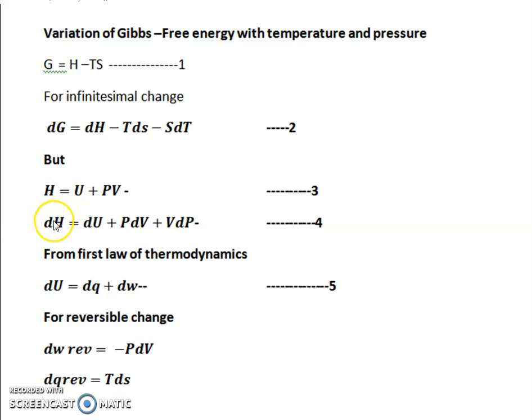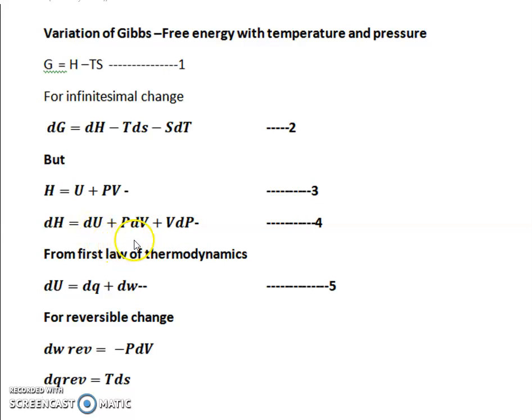Therefore, for an infinitesimal change, dH is equal to dU plus PdV plus VdP, equation 4.